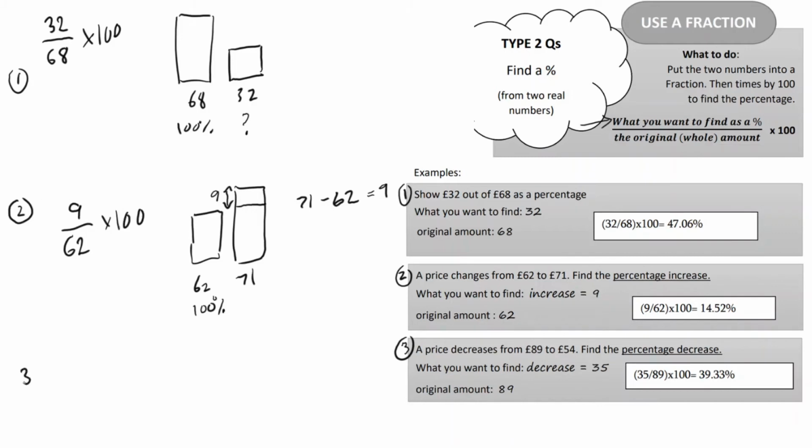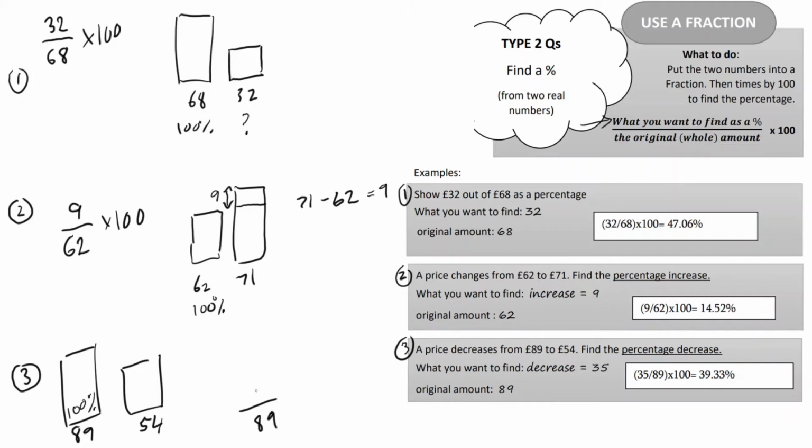Okay, so the third one. Okay, so this time you got £89. And you're decreasing, so it's going down to £54. So you can choose whether you find the bottom or the top of the fraction first. So I'll find the bottom this time first. So if I have a look at these two, which one's the 100%? Hopefully you can see it's this one here, because this is before anything's happened to it. So the 89 will go in here.